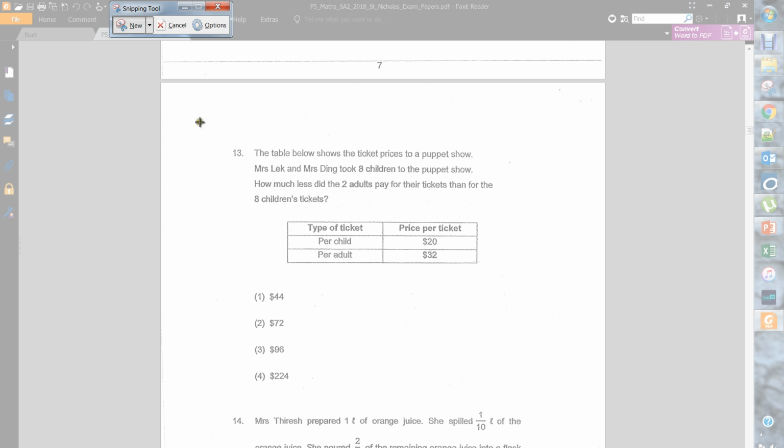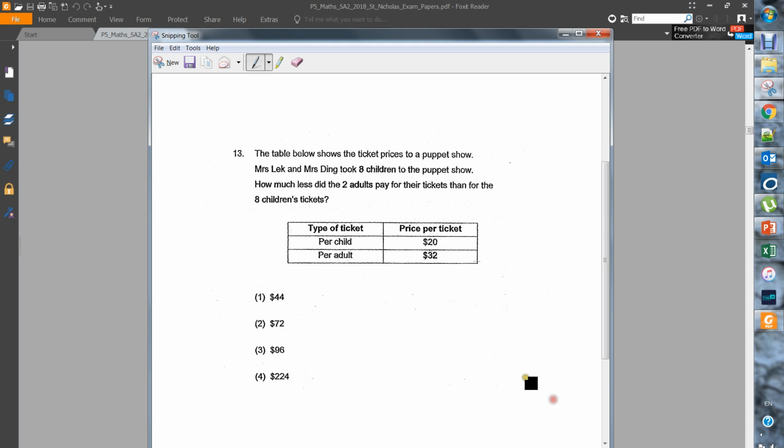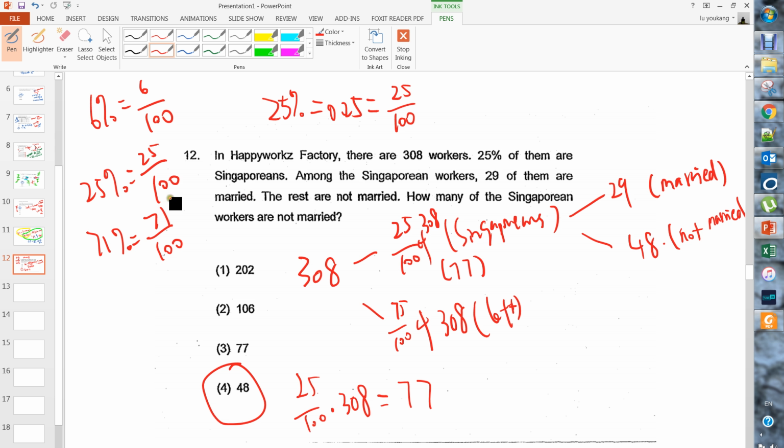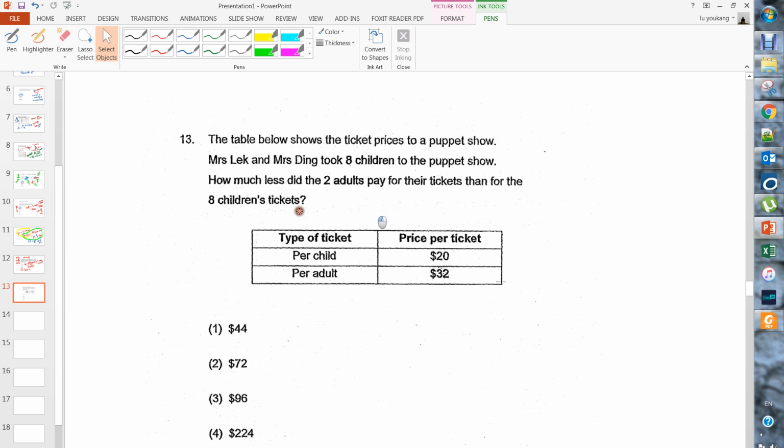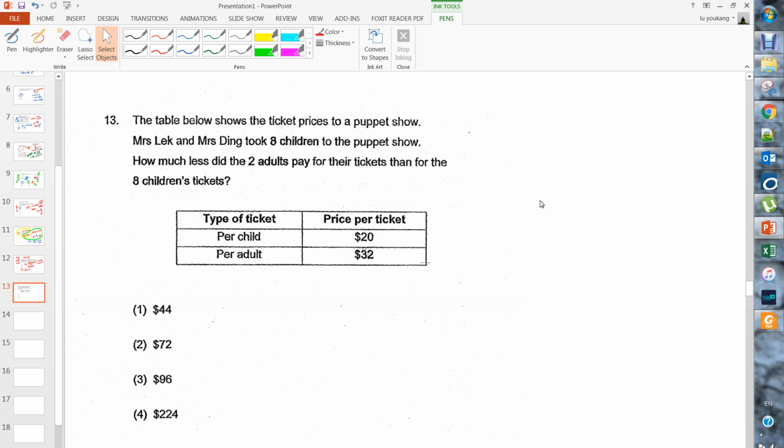I'm going to introduce to you one more method. What's your answer for this? Can you manage to do it? Number 3. Okay, your answer is 3. So we will take a look at it. Okay, so the table below shows the ticket prices to the puppet show. So Mr. Then took 8 children to the puppet show.